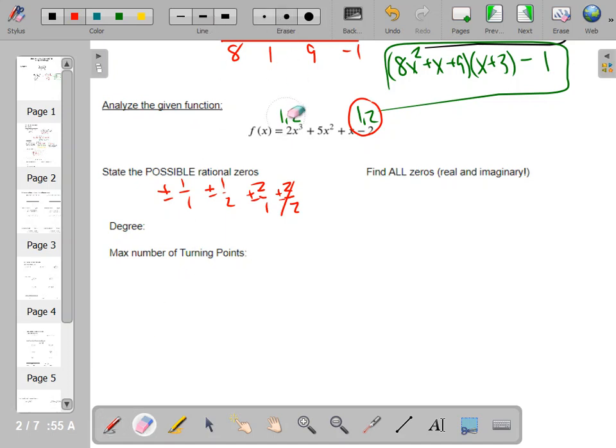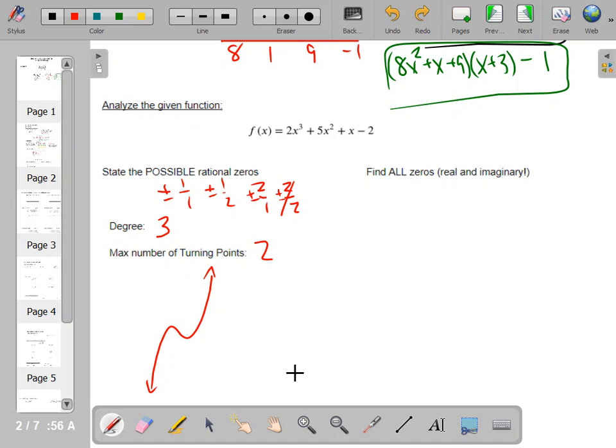Degree. So to find the degree, you look at the highest degree anywhere in there. That would be degree 3. This is degree 3, which means it has at most one less than that turning points. Degree 3, you could have at most 2 turning points. It's going to look something kind of like that. That's 1, 2 turning points.